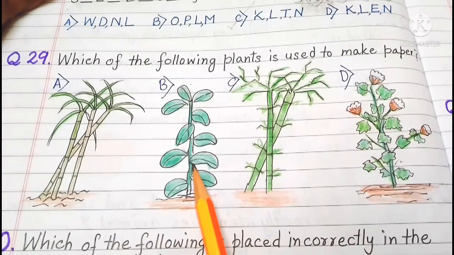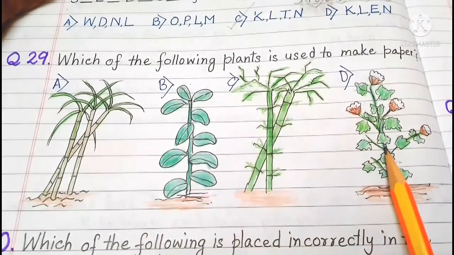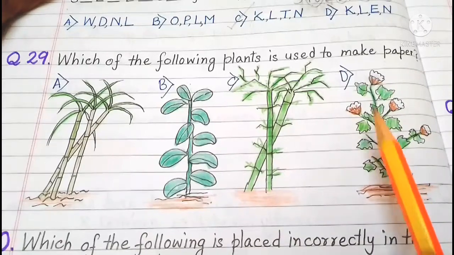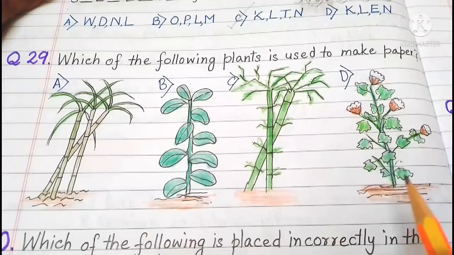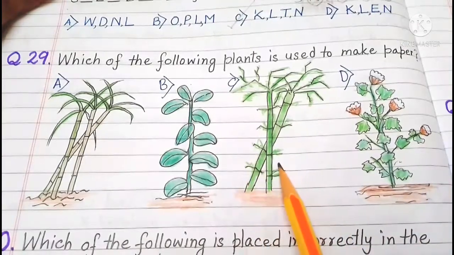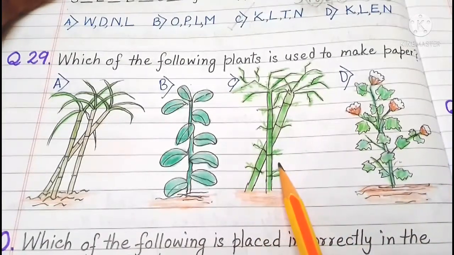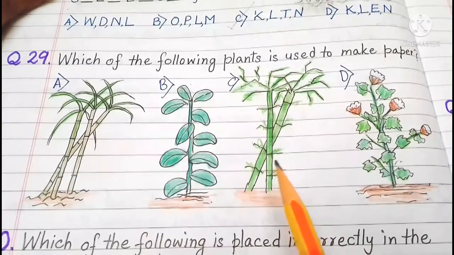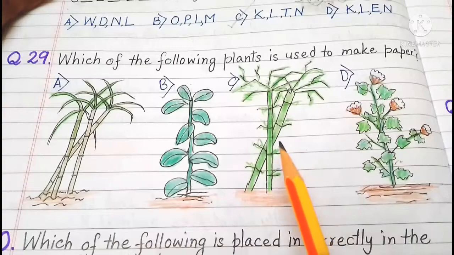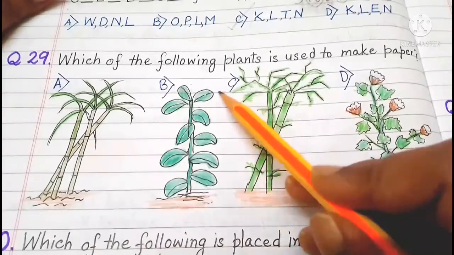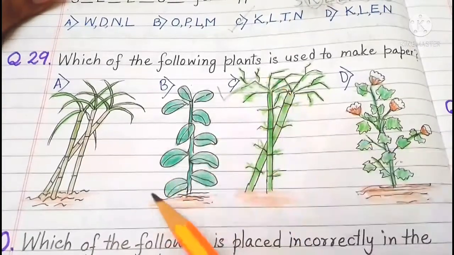Okay. So what is paper plant? First you have to understand that. Okay. This is, I think this is cotton. Okay. These white floral portions are cotton. Okay. Now this is bamboo. Okay. Paper is actually made up of bamboo pulp. So the plant which is used for making paper is bamboo. So we would go with option C.